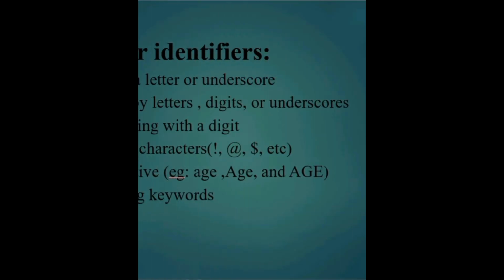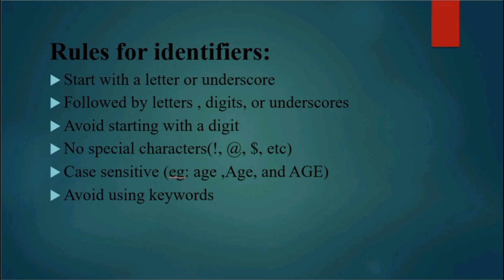Rules for the identifiers. Here the rules are simple. Start with a letter or an underscore. Then you can use letters, digits or more underscores. But don't start with a number or special character. Also Python is picky about uppercase and lowercase.